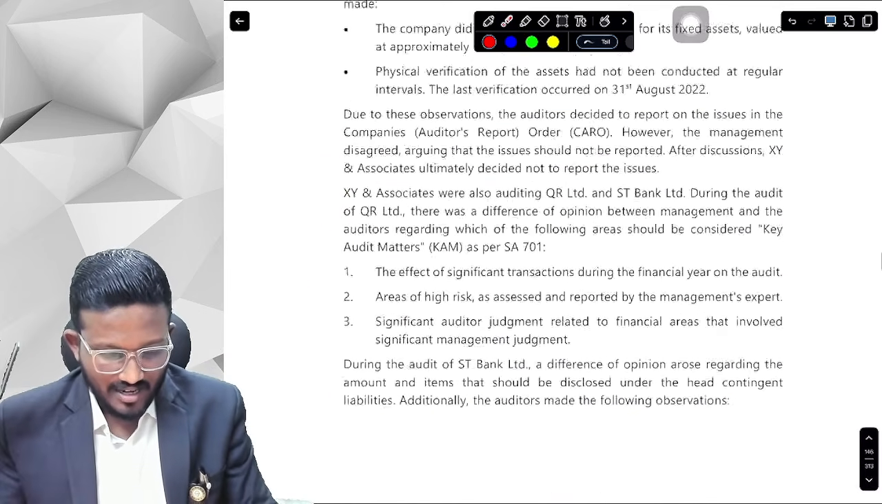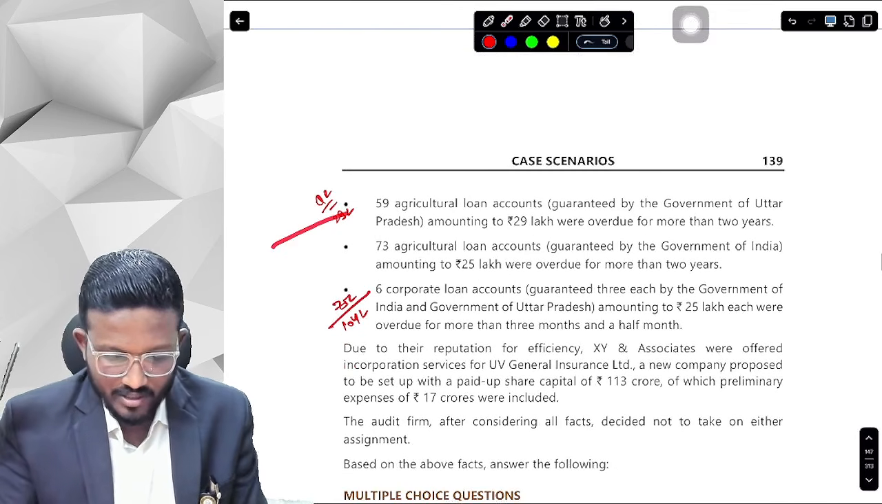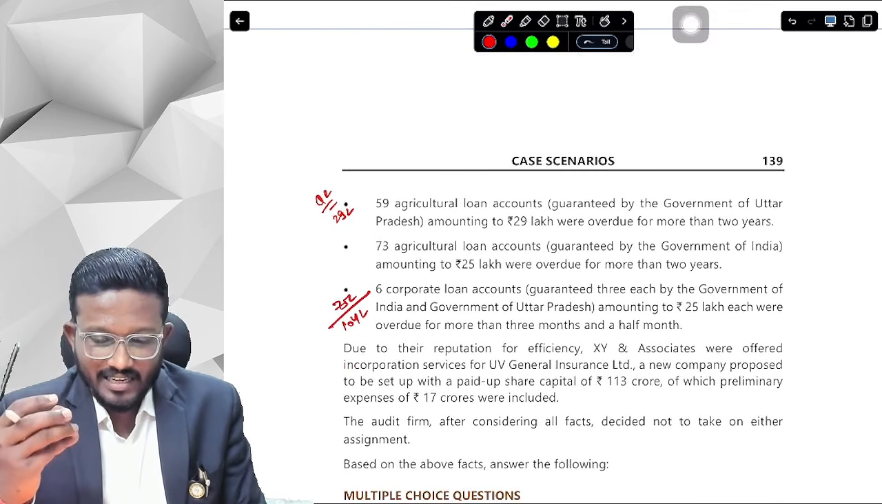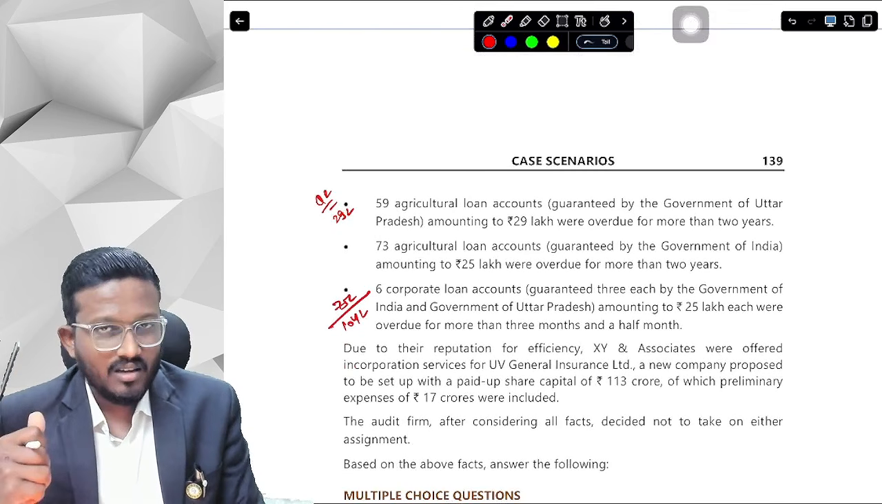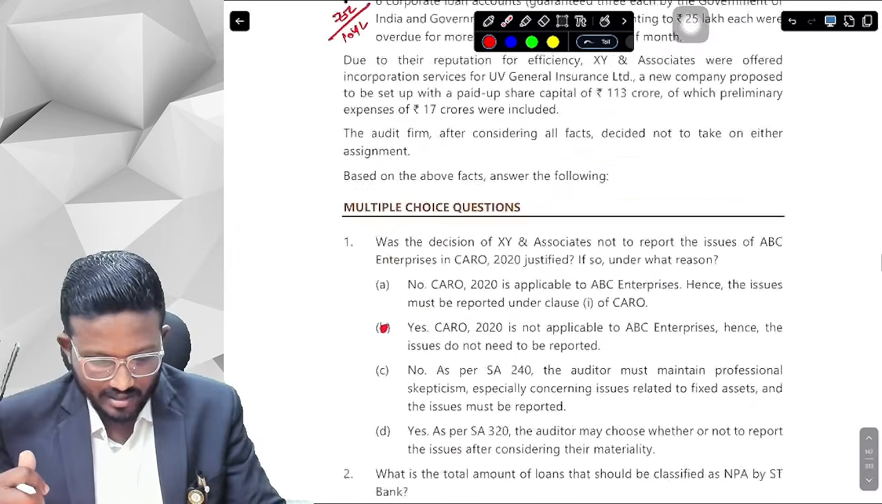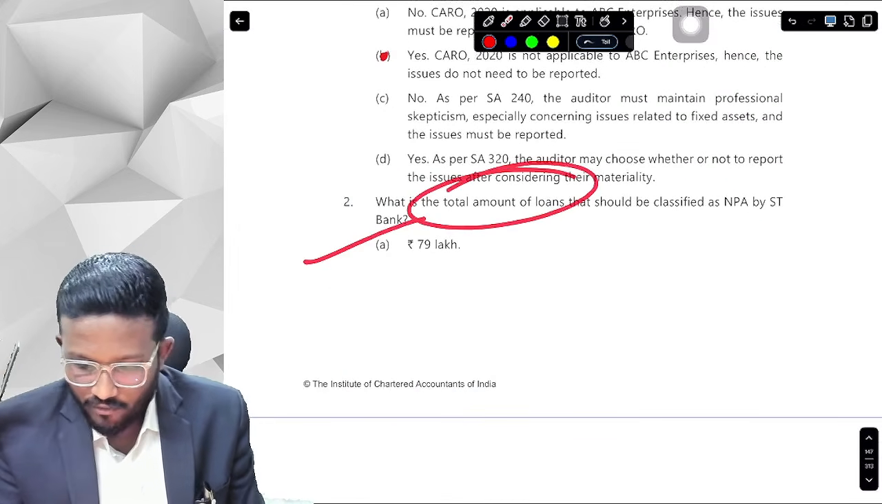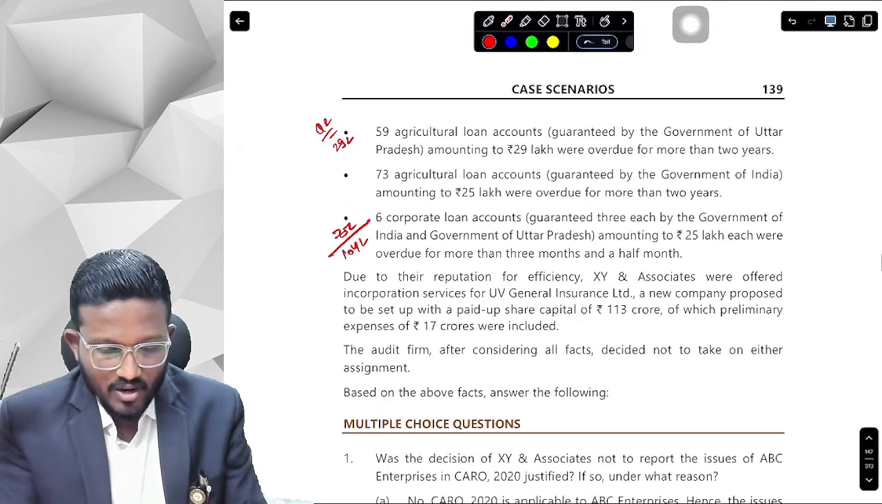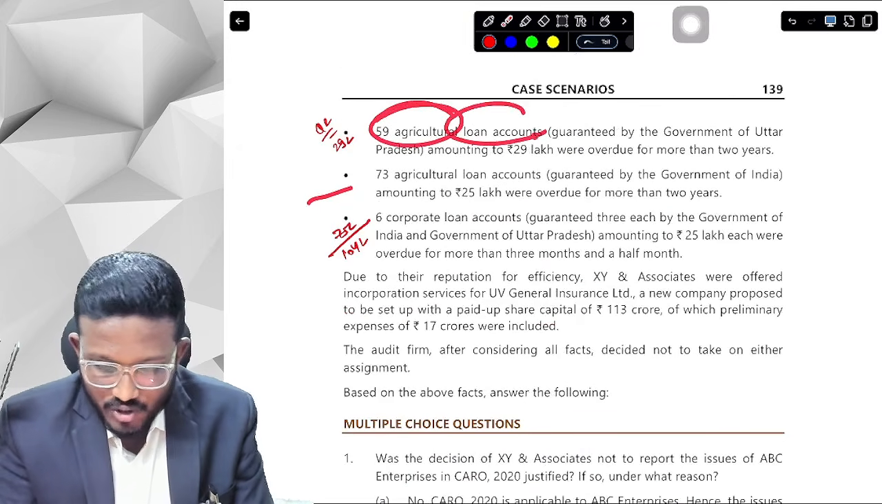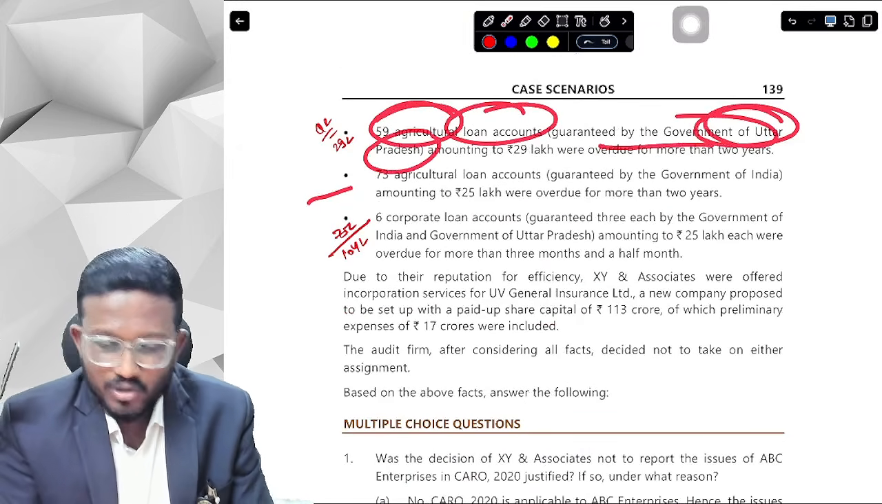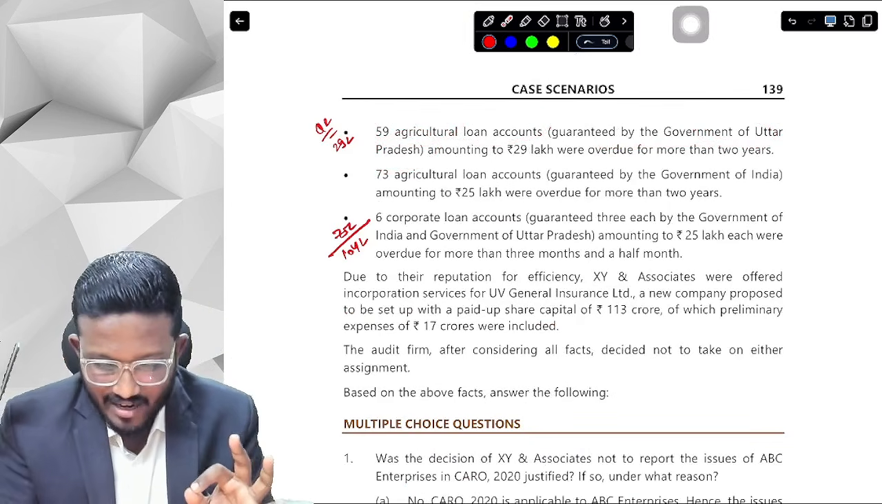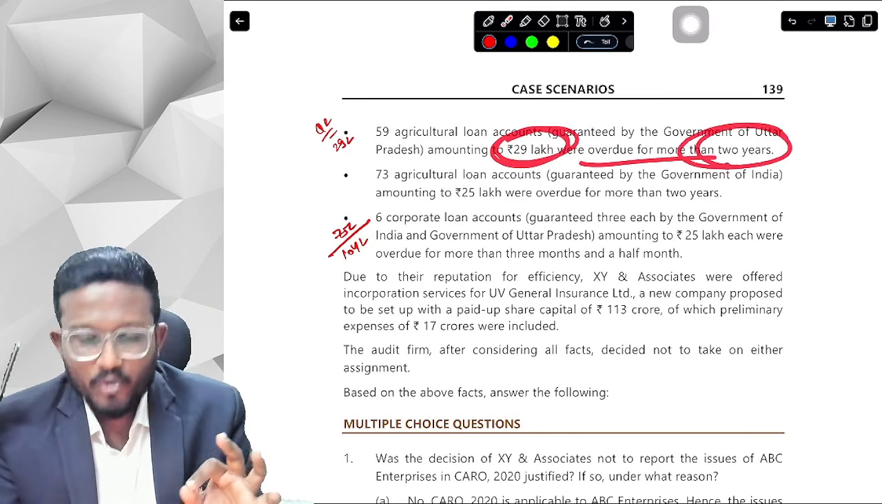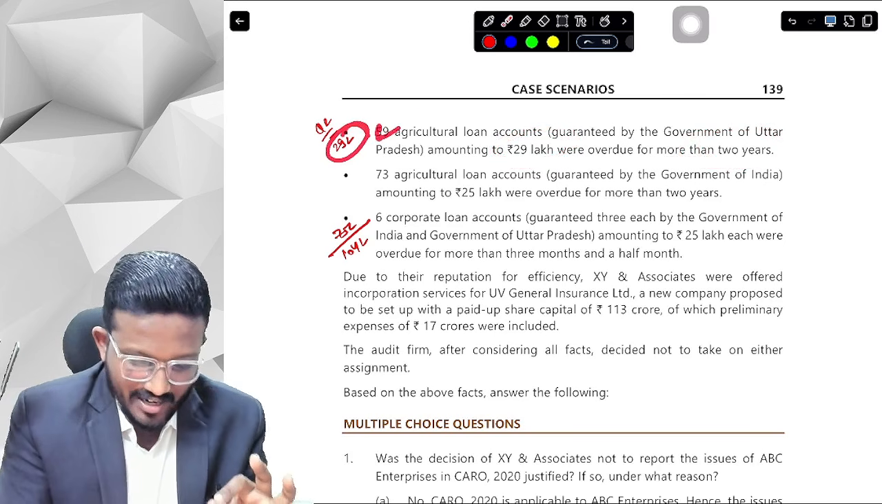Okay, yes sir. Let's do question number 2. Now what this question number 2 says, first of all we have to identify the interest income that we need to take as NPA. What is the total amount of loans that should be classified as NPA? Perfect. Okay, so here there are 59 agricultural loans guaranteed by the government of Uttar Pradesh, which means a state government guaranteed advance, of 29 lakh that were overdue for more than 2 years. Then 29 lakh will be treated as NPA.